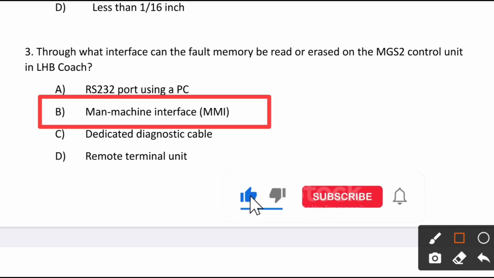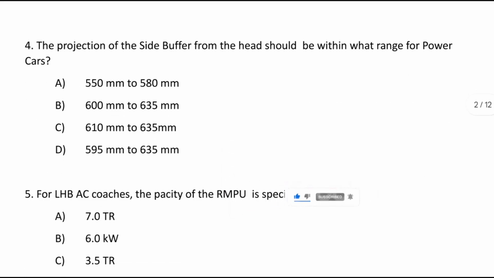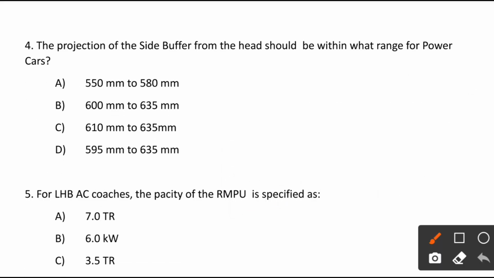Man-machine interface MMI. 4. The projection of the side buffer from the head should be within what range for power cars? A. 550 mm to 580 mm. B. 600 mm to 635 mm. C. 610 mm to 635 mm. D. 595 mm to 635 mm.